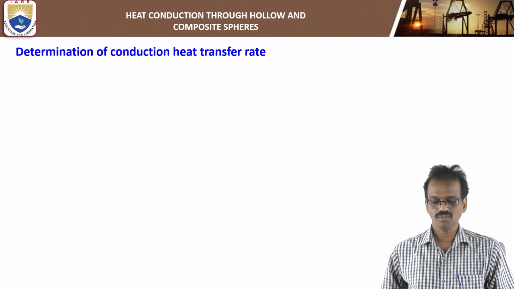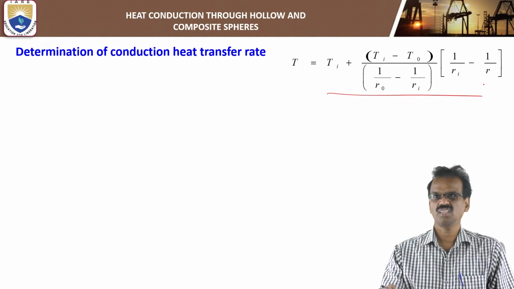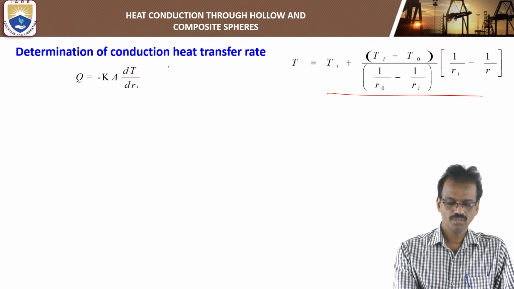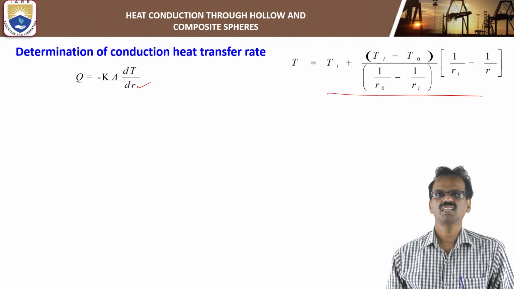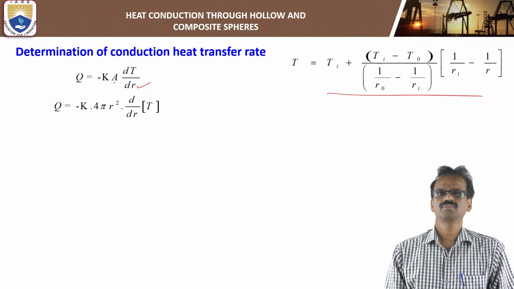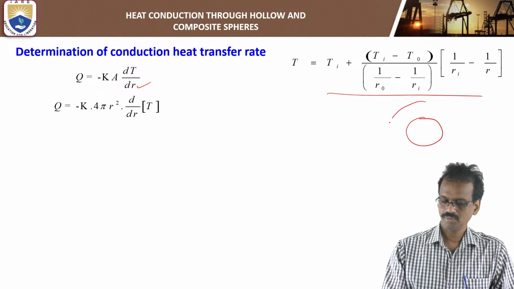Now we'll find the rate of heat transfer in the hollow sphere. For this, you know the Fourier's law, with the temperature T already derived in the previous slide. This is the Fourier's law with respect to R: Q is equal to minus K A dT by dR. So you can rewrite it as minus K into area, the area for the small elemental area. This is the hollow sphere, so I have taken this small elemental area at a particular distance.